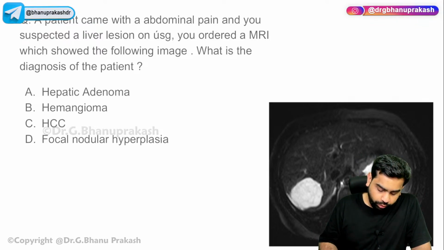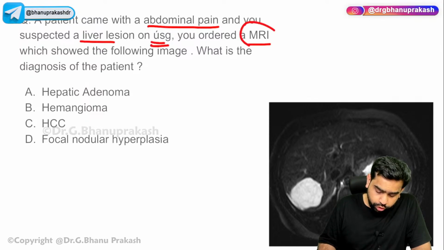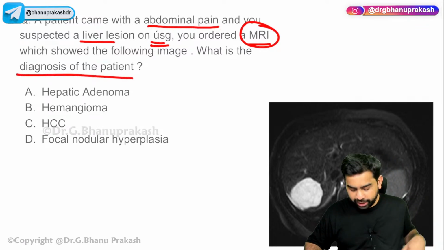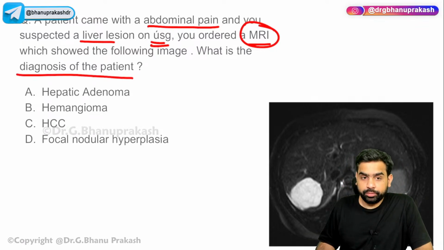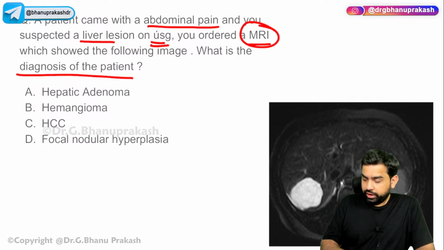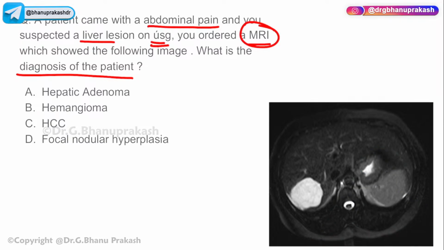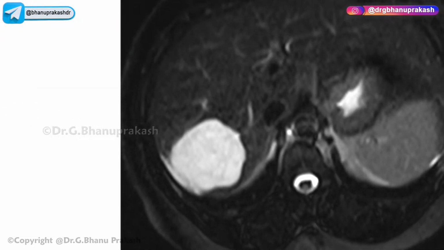Right now, a patient came with abdominal pain and you suspect a liver lesion on the ultrasound. You ordered an MRI which showed the following image. Which of the following is the diagnosis of this patient? Is it hepatic adenoma, hemangioma, hepatocellular carcinoma, or focal nodular hyperplasia? I'll get out of the way so that you're able to look at this image better.